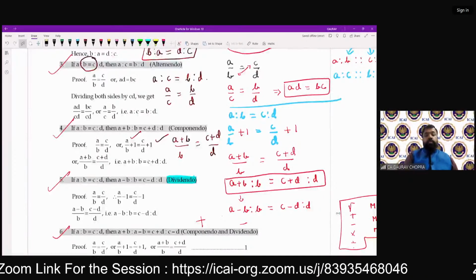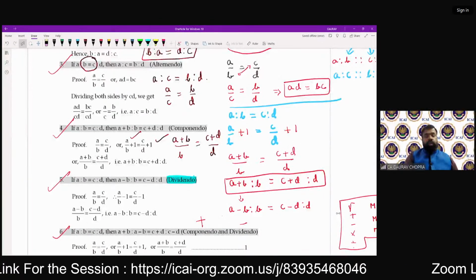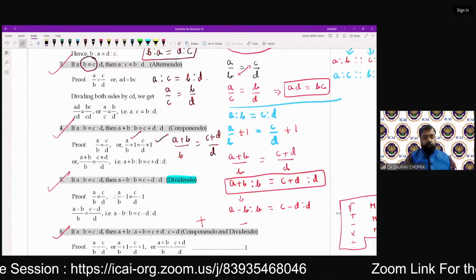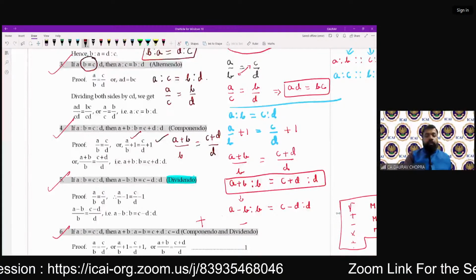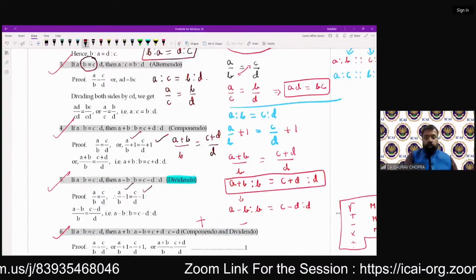And if you subtract 1 from the given ratios, then it is known as dividendo. So A by B minus 1 and C by D minus 1. You are subtracting 1. So therefore it will become dividendo. So A minus B upon B is equal to C minus D upon D. So it is dividendo. Plus means componendo and minus means dividendo.